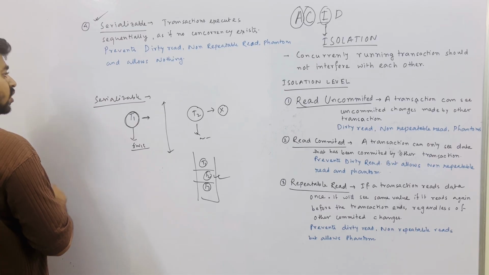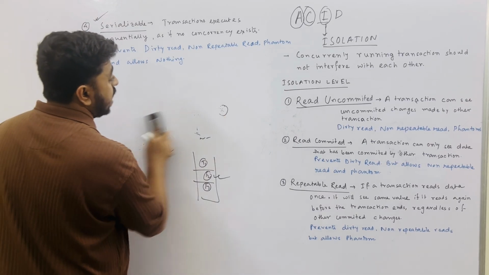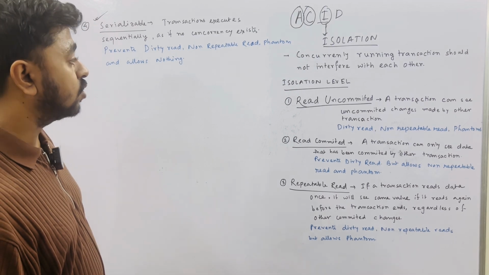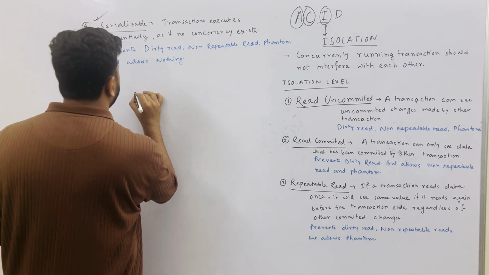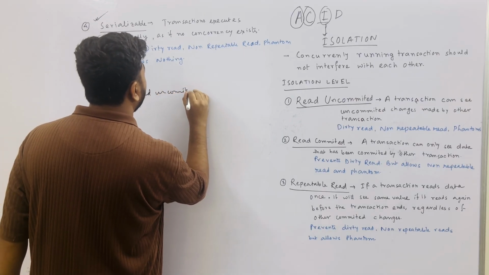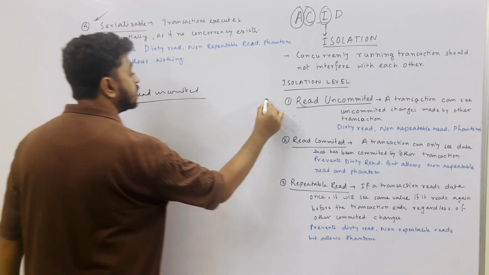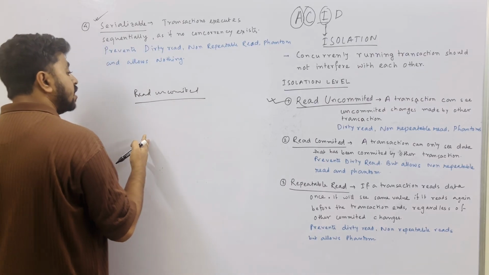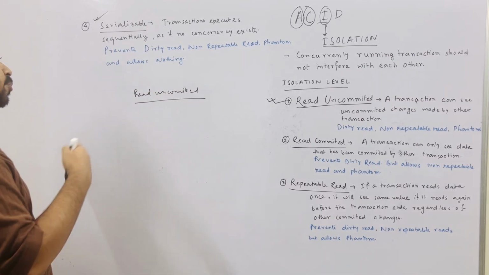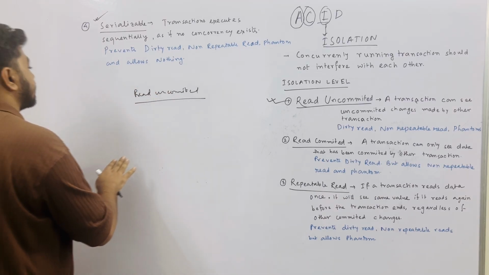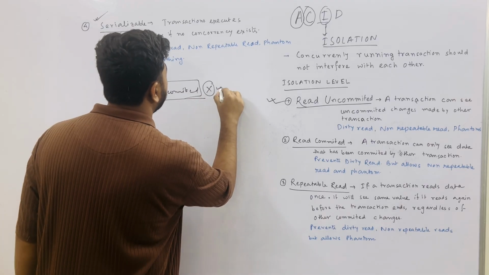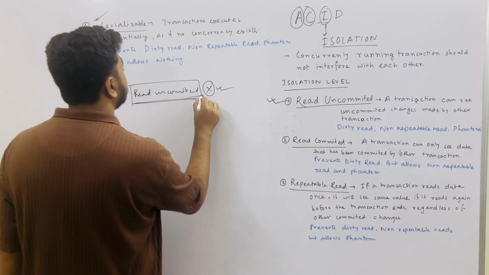So we have seen there are four isolation levels. The first isolation level is read uncommitted, which is the lowest level of isolation, where it cannot prevent anything: dirty reads, non-repeatable reads, phantoms, everything is coming. So this is not useful, and mostly it is not used. I have not ever seen read uncommitted used anywhere.